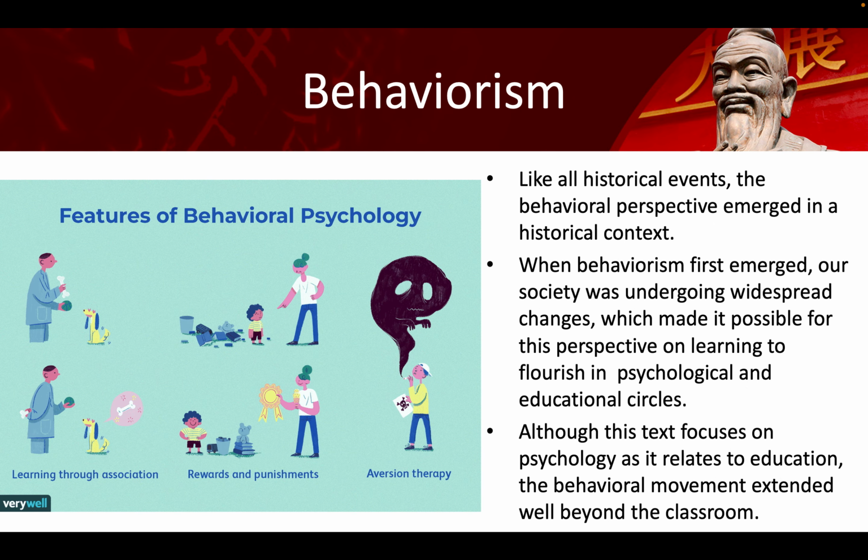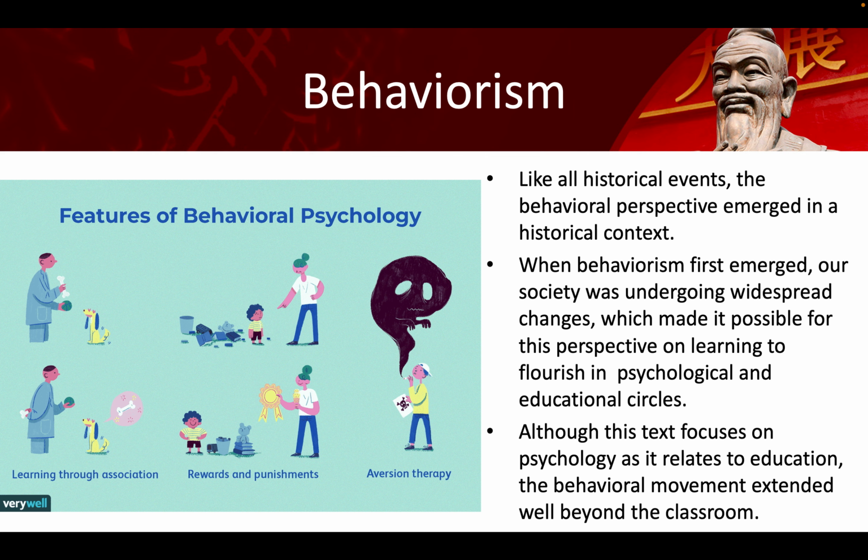Like all historical events, the behavioral perspective emerged in a historical context. Of course, all of this stuff happens in a historical context. Behaviorism came to be at the beginning of the 20th century. So there was a lot going on. The only theories out there were Freud's theories because no one else was doing anything with it. And then the behaviorists decided that all this thinking and feeling stuff was unnecessary. So they just wanted to change people's behaviors. Of course, if you're trying to discipline somebody, you don't really care why. You just want the bad behavior to change, and that's what was going on.